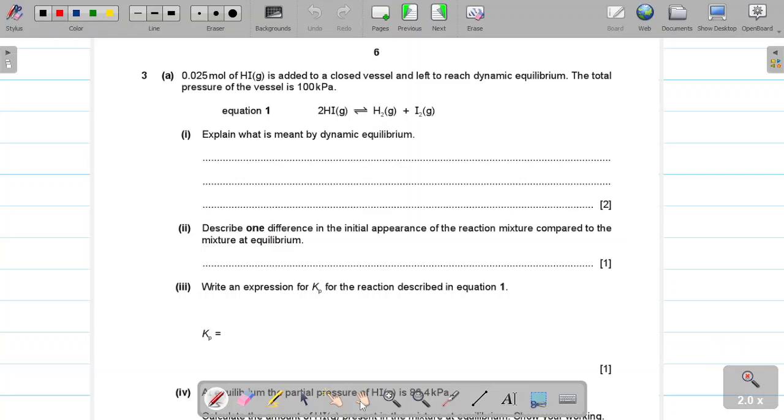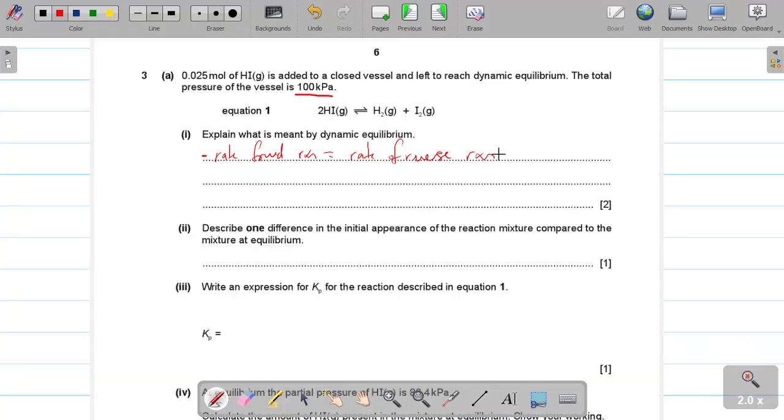Right? Now question 3 deals with the principles of chemical equilibrium. The question tells us that 0.025 moles of hydrogen iodide is added to a closed vessel and left to reach dynamic equilibrium. The total pressure of the vessel is 100 kilopascals. And this is the equation for the dissociation given here. Explain what is meant by dynamic equilibrium. So this is again straightforward recall from notes. Dynamic equilibrium is such that the rate of the forward reaction is equal to the rate of the reverse reaction.